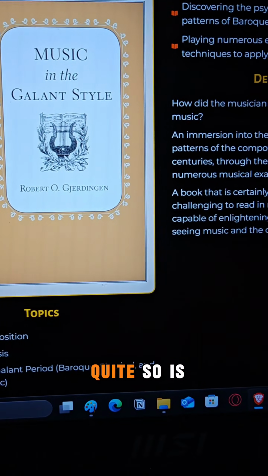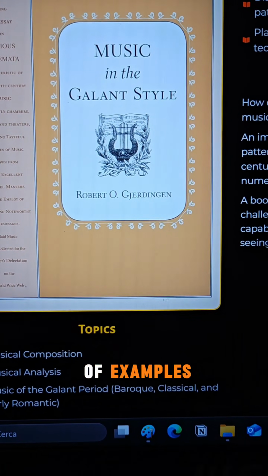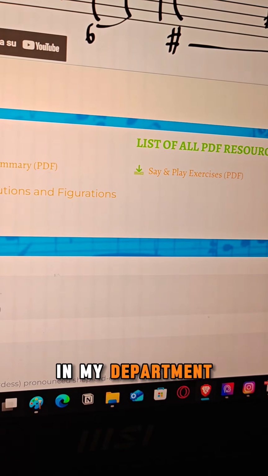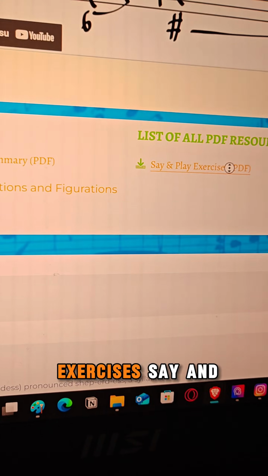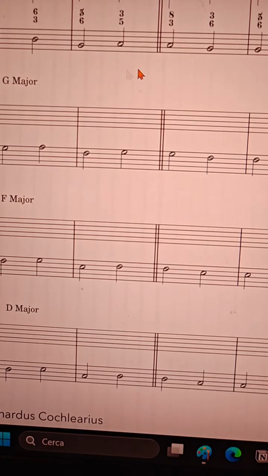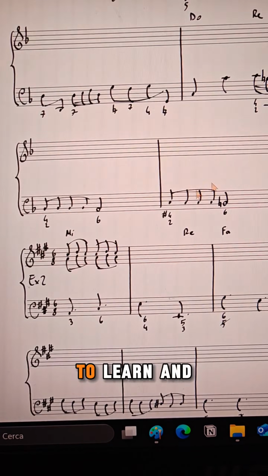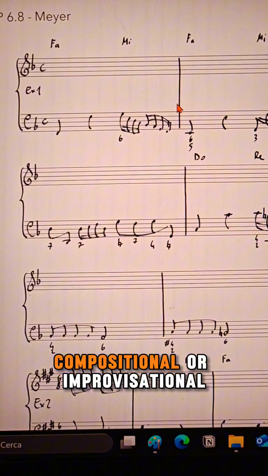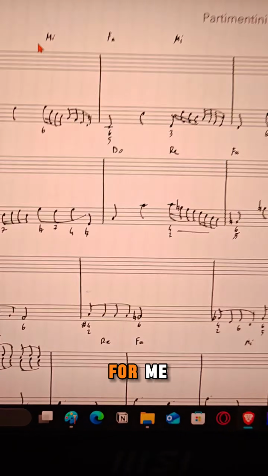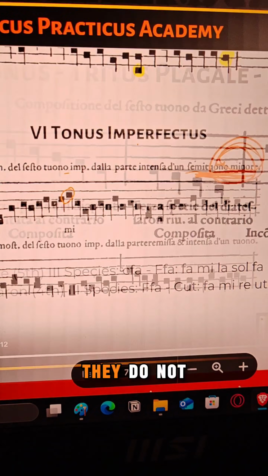Okay, this book is an essay, a musicological book. There are a lot of examples, but there are no exercises. Here in my Partimento method, there are even exercises, say and play, as you can see, to practice with all the prototypes on the Meyer, and even Partimentini exercises to learn and develop compositional or improvisation skills based on these patterns, fa mi, for example. But in the end, they do not match.